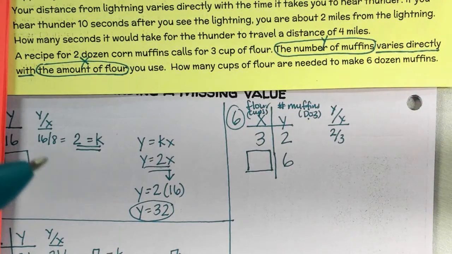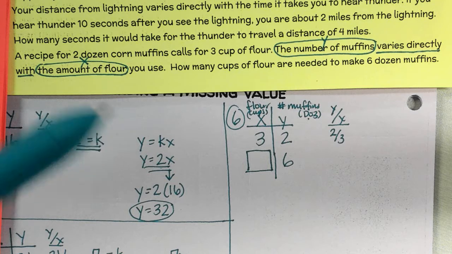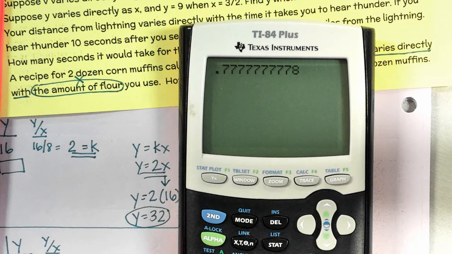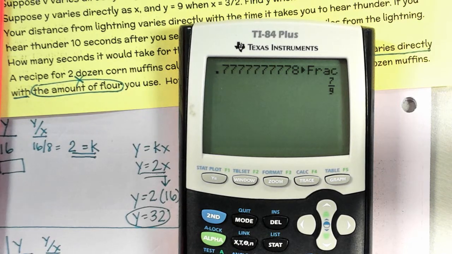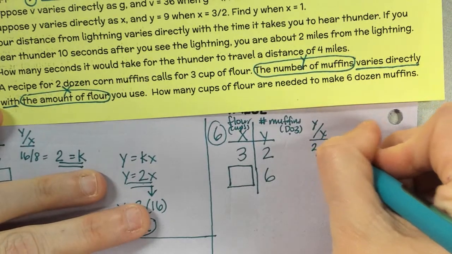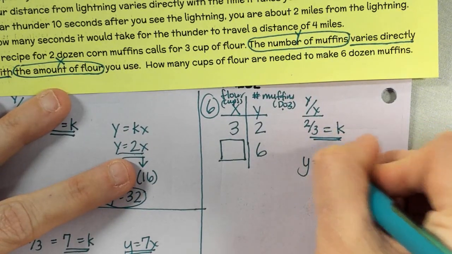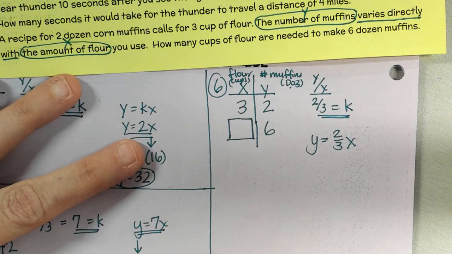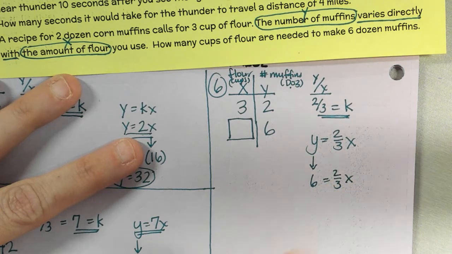Now, what if I had this instead? So what if I had that? I don't know what that is. But if I math, enter, enter, it tells me what it is. Okay? So if I get a fraction that I'm not sure what it is, this is going to help me. Okay? So I know that K is 2/3. And I know that Y equals 2/3 X. Well, which one of those do I know, Y or X? I know Y, so I'm going to say 6 equals 2/3 X.